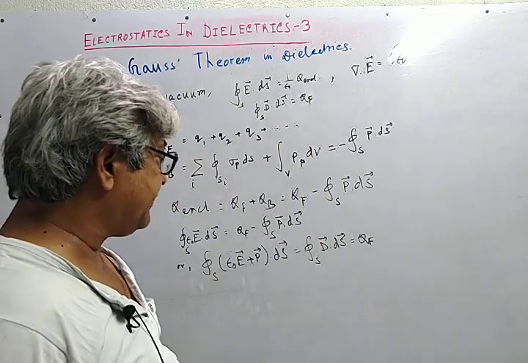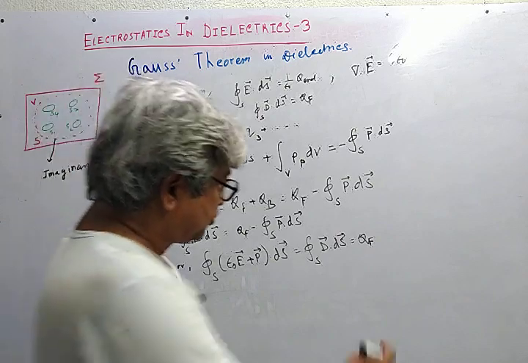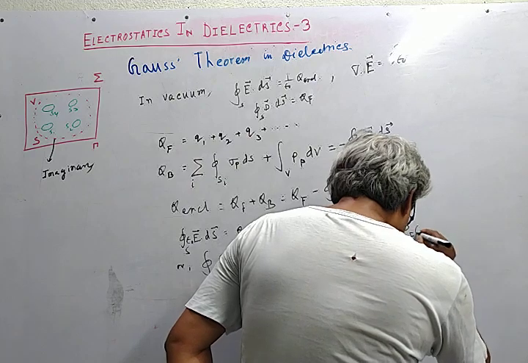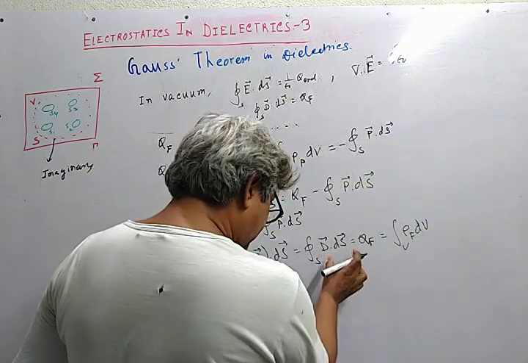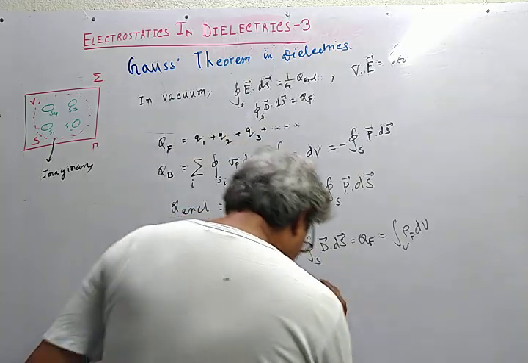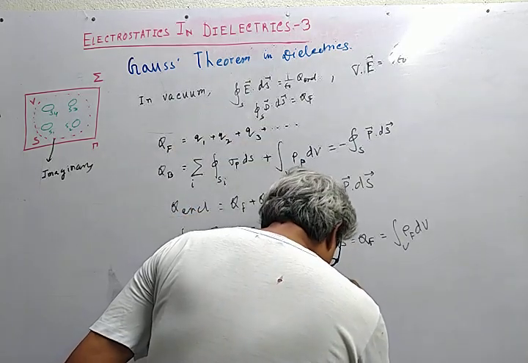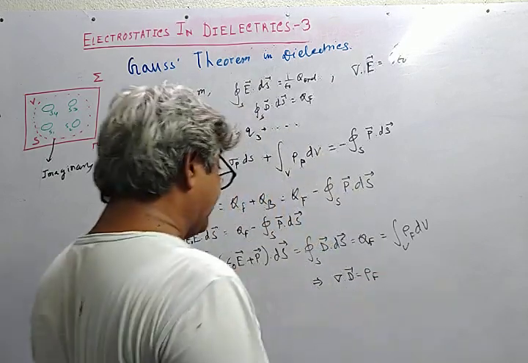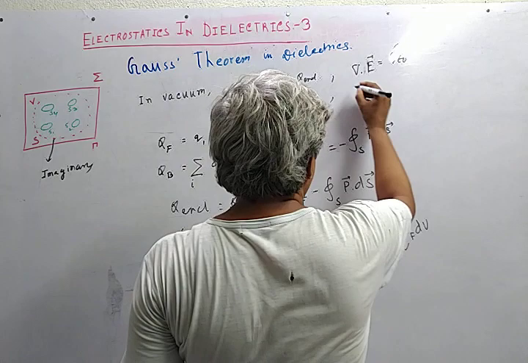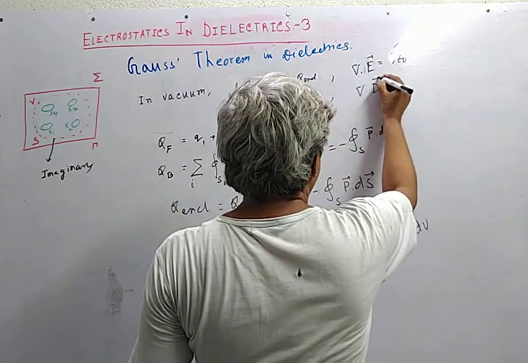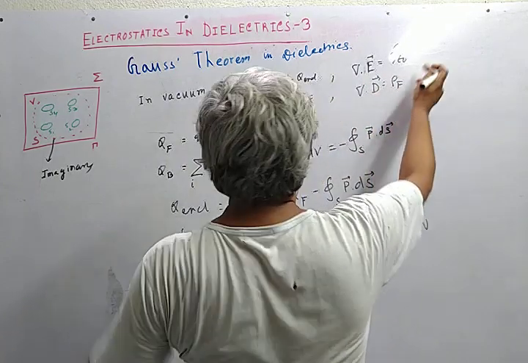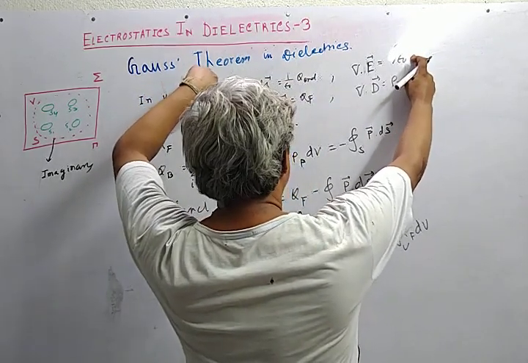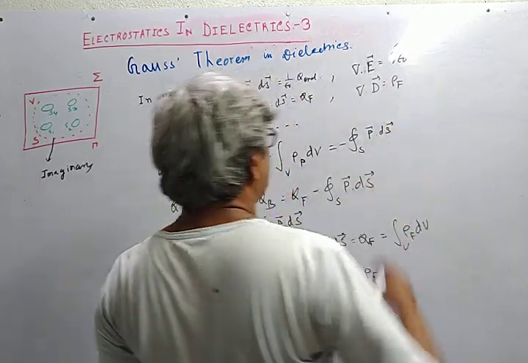And if we write the free charge density as rho f dv over v, and if we convert this into a volume integral, we readily get divergence D is equal to rho f as the differential form of Gauss's law in dielectric medium. So these two statements of Gauss's law in free space are replaced by these two.